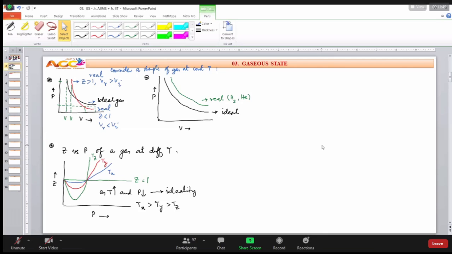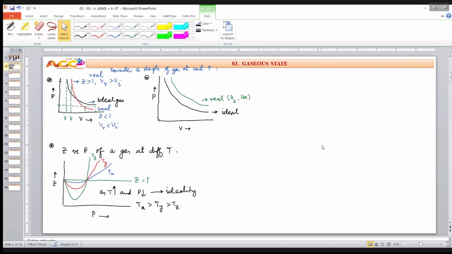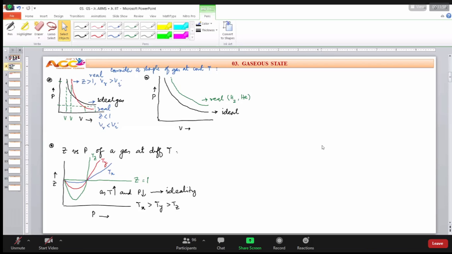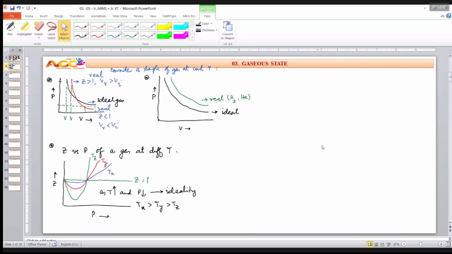Mohammed Abrar, pressure is inversely proportional to temperature. Sorry beta, I think you don't know what the gaseous state is, because you are saying pressure is inversely proportional to temperature.